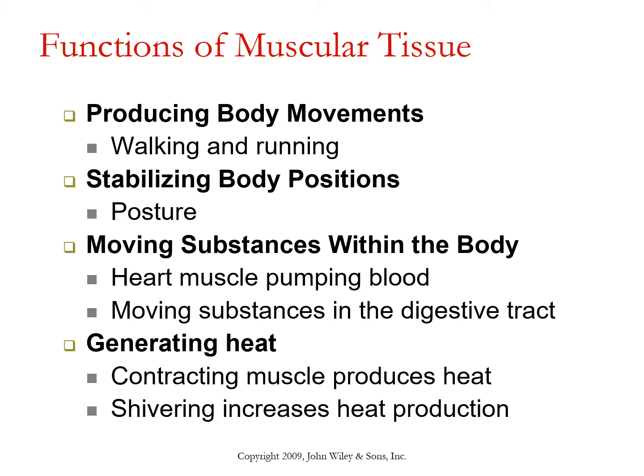Generating heat occurs with contraction of muscles. So as muscles contract and as they produce ATP, they produce heat. For example, shivering is subconscious activation and relaxation of the skeletal muscles to generate heat as ATP is produced to power those contractions. But all muscles, as they contract and use ATP, are also generating heat.